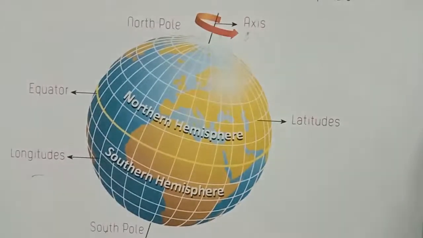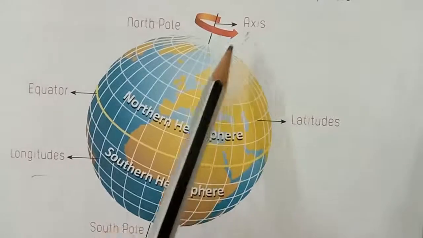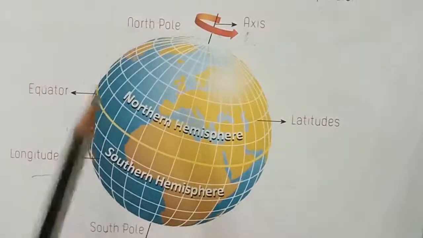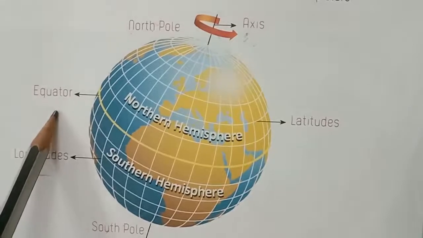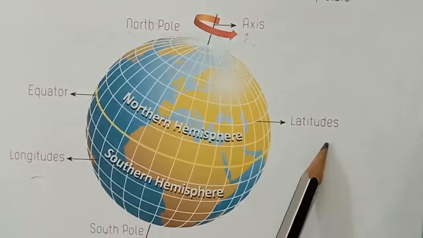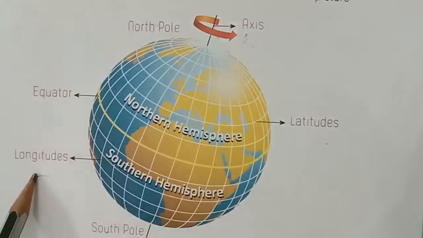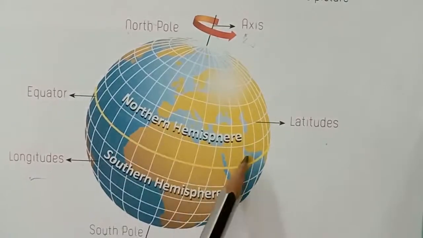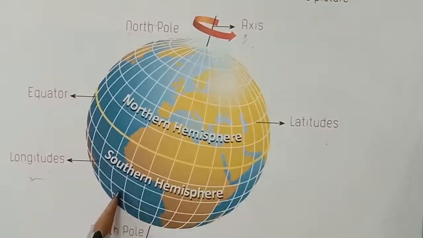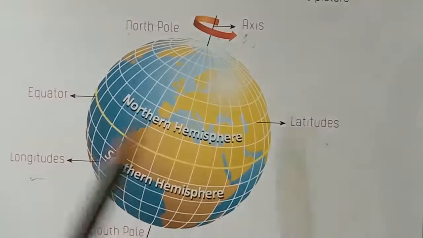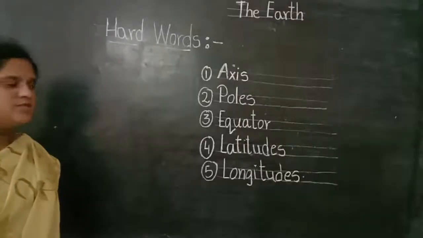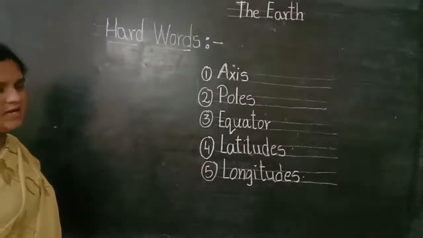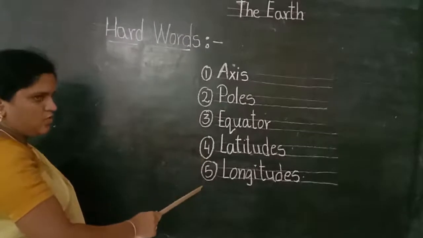Okay, children, axis, North Pole, South Pole, equator, latitudes, longitudes, Northern Hemisphere, Southern Hemisphere. These are geographical terms. Okay, children, today's home task, learn and write these hard words.